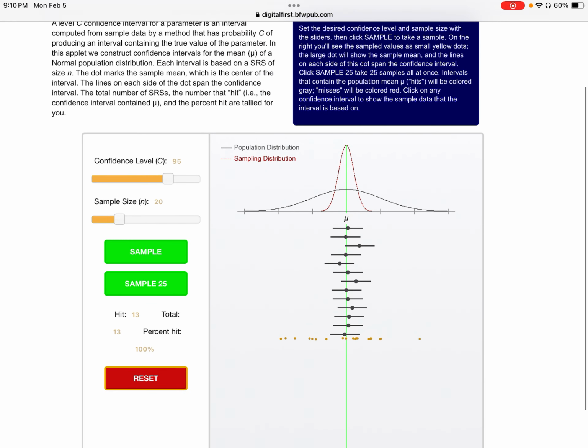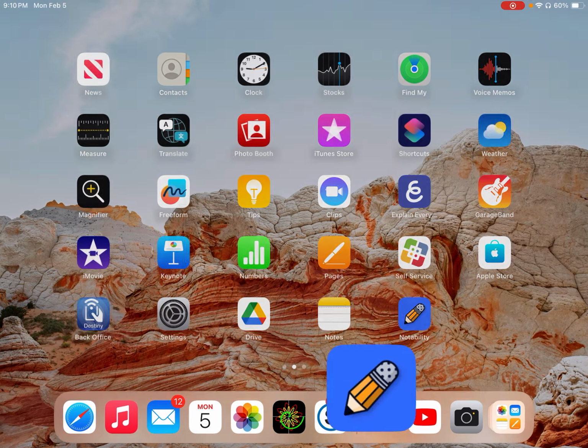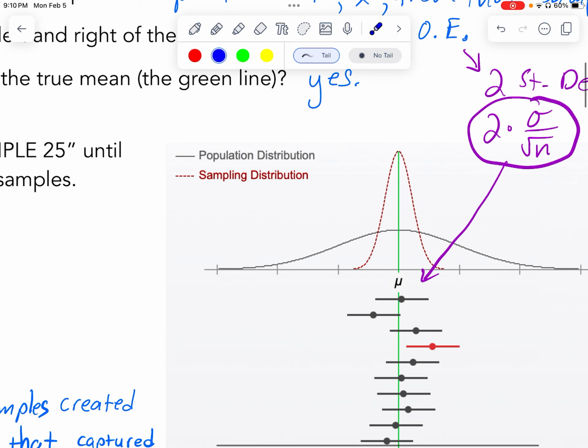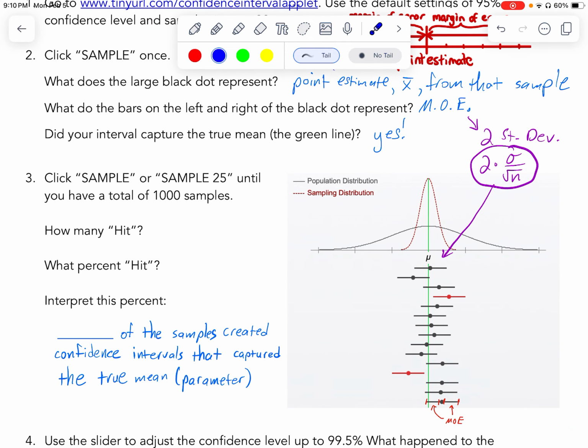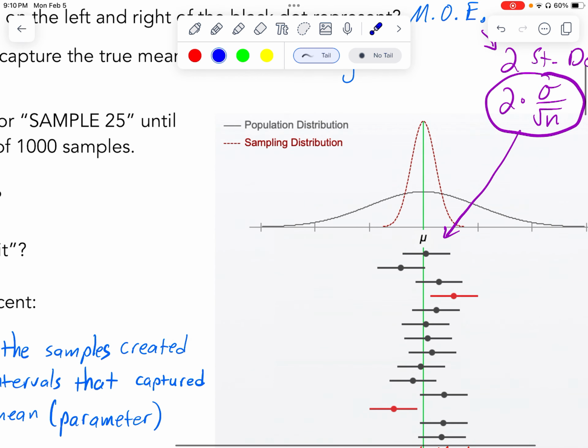Then you can see here it says hit 13 and the hit percentage is 100%. What it means by hit is that the green line represents the true parameter, okay? And is the true parameter captured inside the interval? So on this first one, the green line is really, really close to the point estimate.